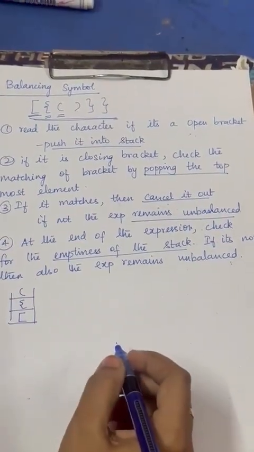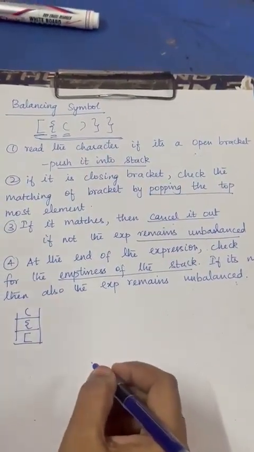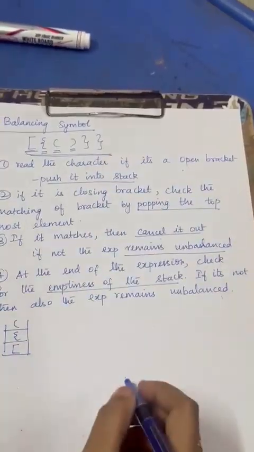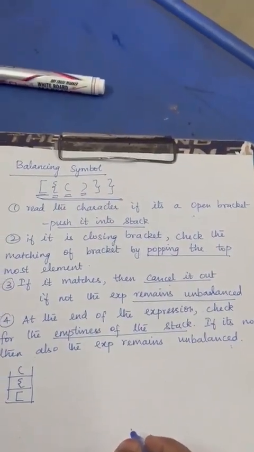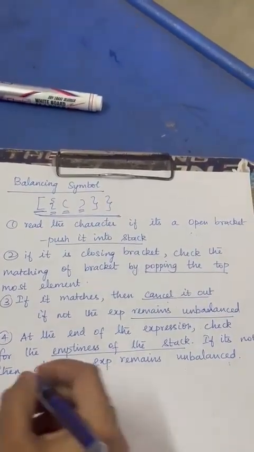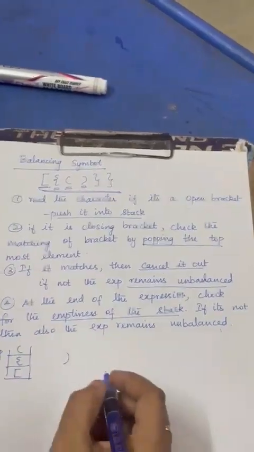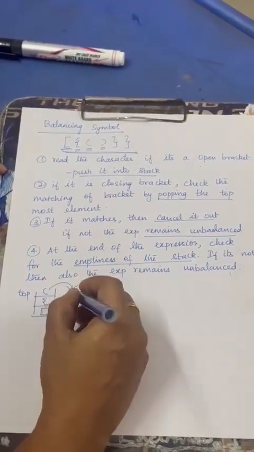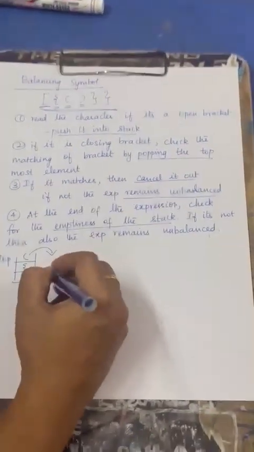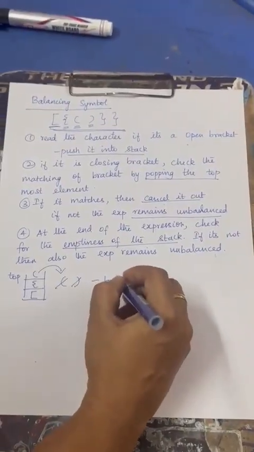Okay, so all the opening brackets are being pushed inside. Now the next character I'm going to read is a closing curved bracket. When a closing curved bracket is read, you have to pop the topmost element and check for the matching. These two brackets match, so it is balanced.